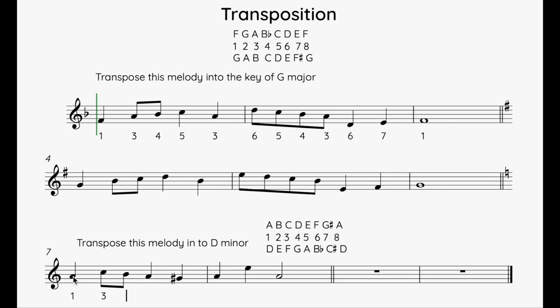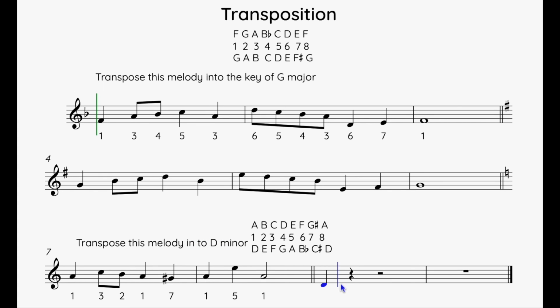A is 1, C is 3, B is 2, A is 1, G, I wrote A instead of a 1. And of course G sharp is number 7. And we got 1, and then we've got 5, and then 1. So all I have to do now is come over here and rewrite this melody in D minor. Sometimes it may say up to D minor or down to D minor, or it doesn't say anything. So as long as you do it in D minor, if it doesn't specify, then you're fine to decide which way you're going to go. Because I could do it down here, or I could do it up there. I'll just do it down here.